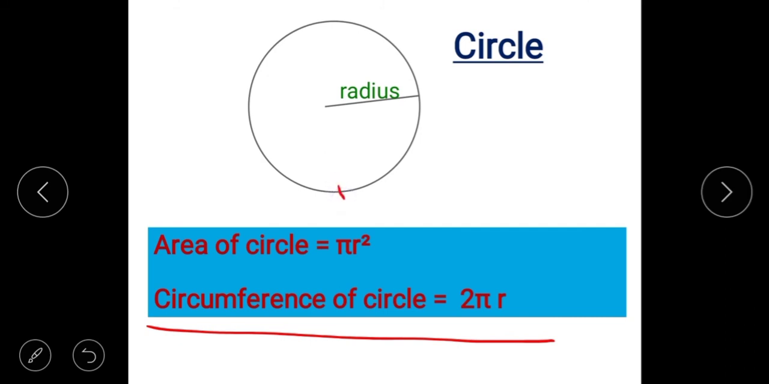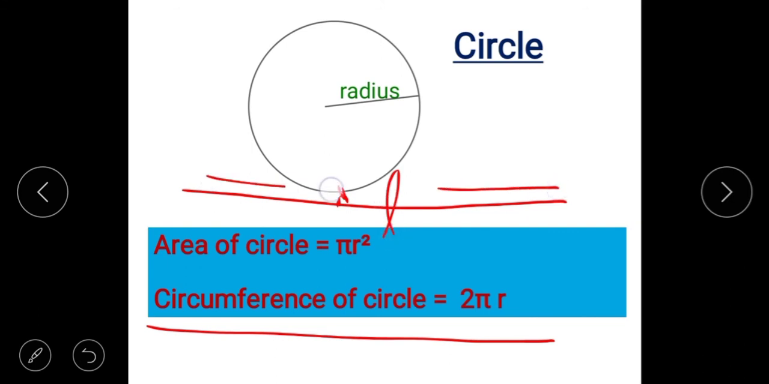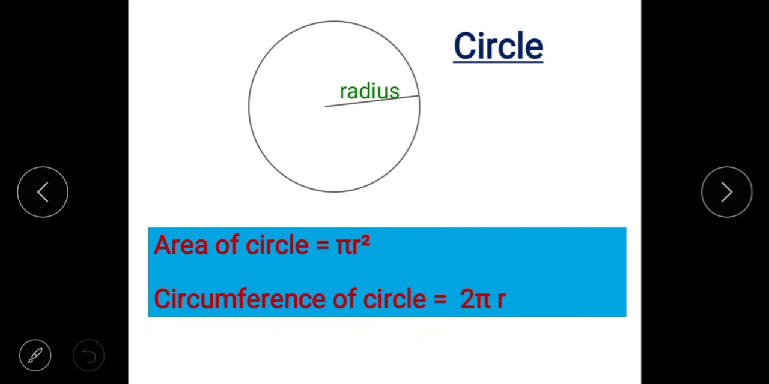Suppose you have a circle that is made up of a thread. You cut that thread from any point, and you just stretch it. So it becomes like a straight line. So the length of this is the circumference of the circle. Or from the figure you can say that this is the circumference of the circle. Okay students, so the formula is 2 pi r, or pi d, where d is the diameter.